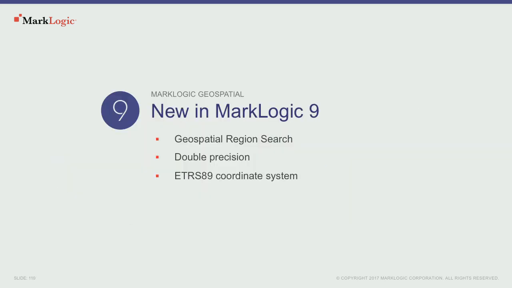Okay, so just a quick summary. Some of the new things in MarkLogic 9: geospatial region search, which we've just discussed. One thing that didn't get a mention earlier, but it's actually a really cool feature, is double precision. This is for if you need really precise measurements. Double precision actually offers accuracy down to even sub-millimeter on the Earth. And additionally, there was this ETRS89 coordinate system for the European region.